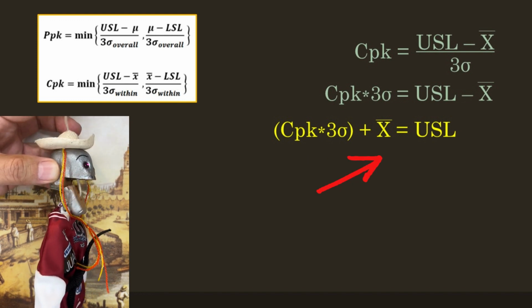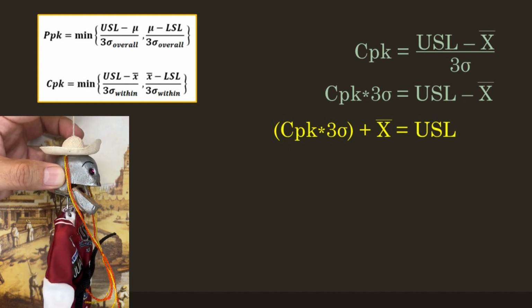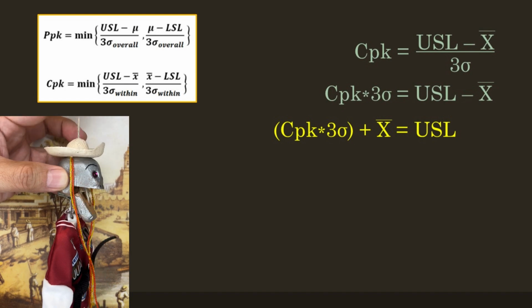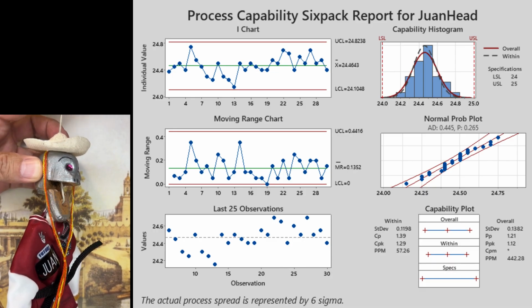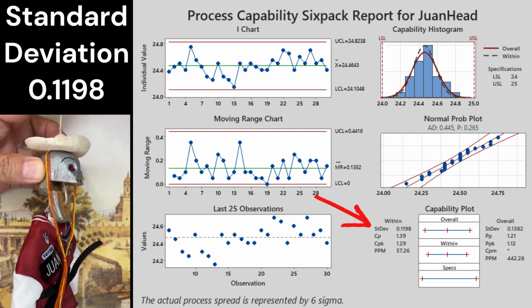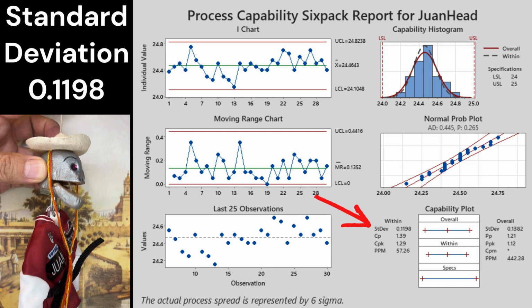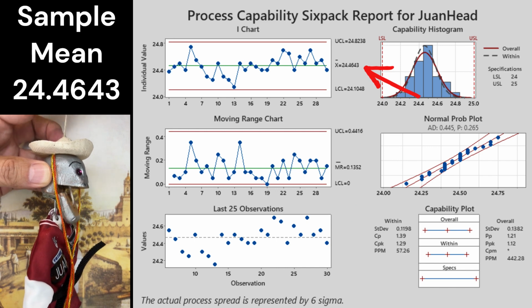And the next step is going to replace the values of the variables with the actual numbers of our baseline capability study. So, going back to the baseline study, we need to get the value for the standard deviation right here, which is 0.1198, and the value of the sample mean right here, which is 24.4643.